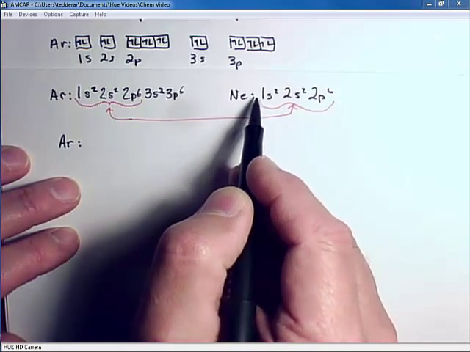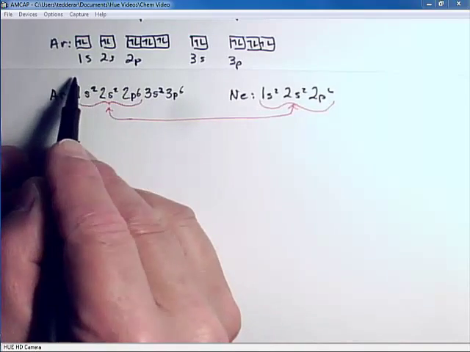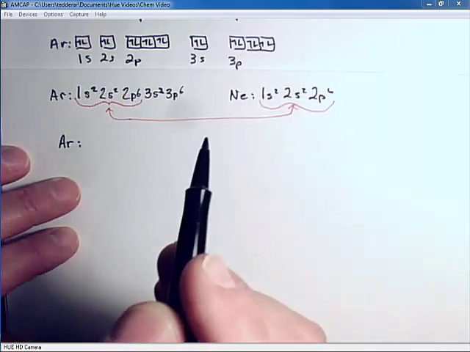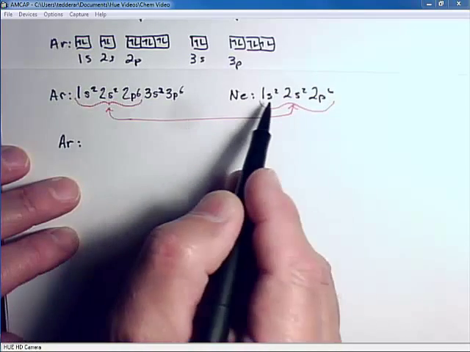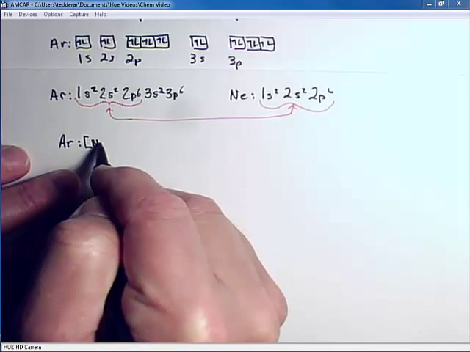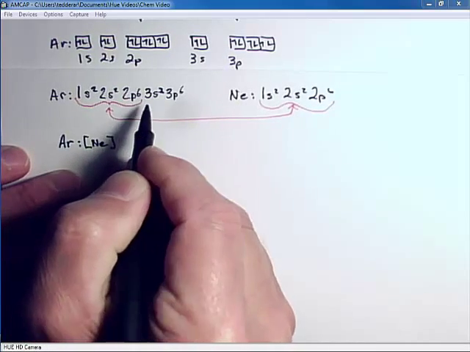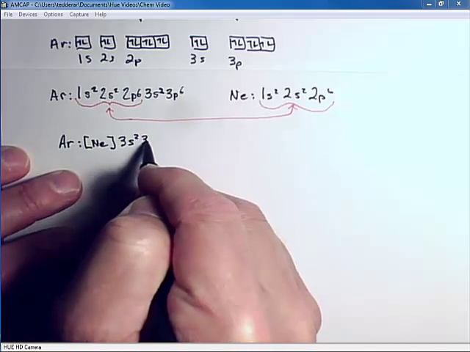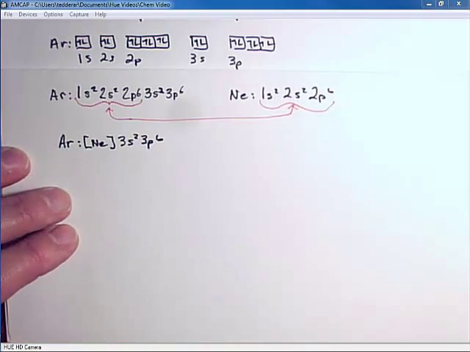All right. So what I'm going to do is, since this part here corresponds to this, I'm going to be able to replace this part with a symbol for neon, but it has to be in a bracket. So it's bracket, neon, close bracket, and just write what's remaining. 3s2, 3p6. Okay?